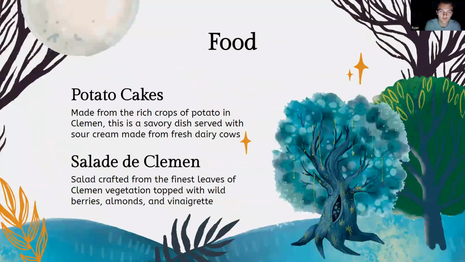Food in Clement would basically be whatever nature provides in northern Canada. So potato cakes, because potatoes will definitely be growing there. We have cattle, pigs, chickens, all these foods. And then vegetation will be growing. It'll be very much available in the mountains.